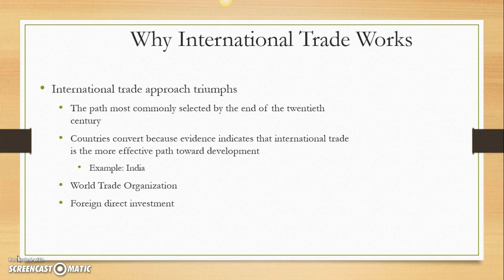So the international trade approach is faster and more efficient than that self-sufficiency approach. And a lot of countries have come to this slowly but surely over the course of the 20th century. So by the end of the 20th century, the international trade approach is and remains the most commonly selected path. So a lot of countries tried the self-sufficiency approach and then converted to the international trade approach just because it was a more effective and more efficient path towards development.